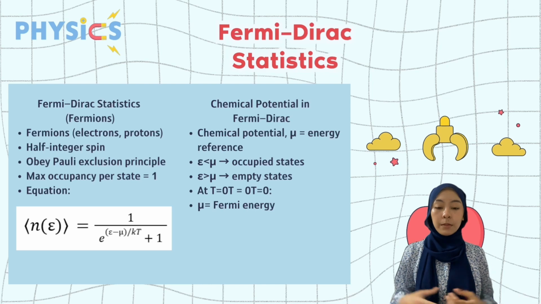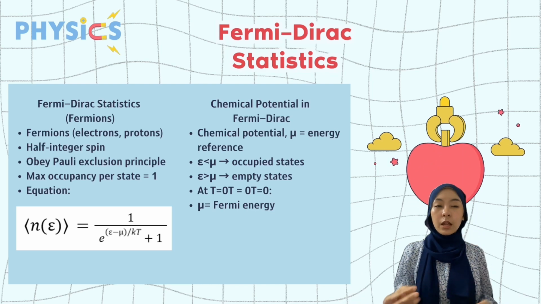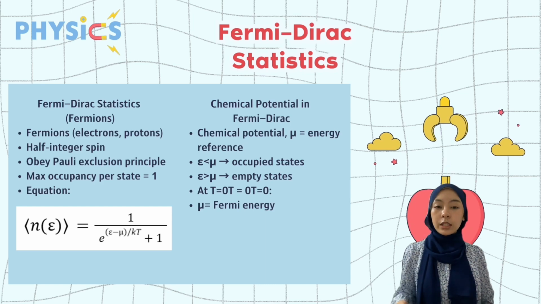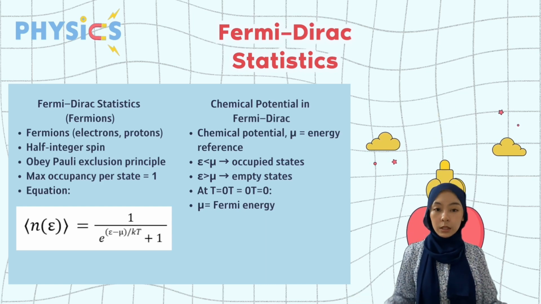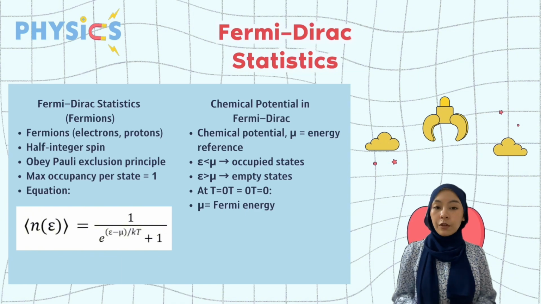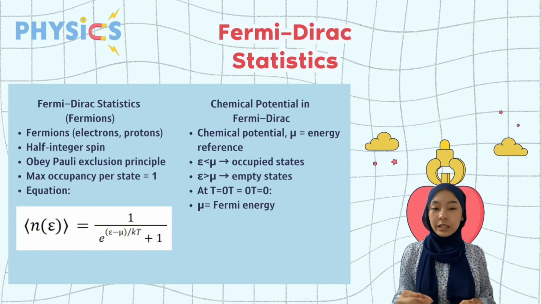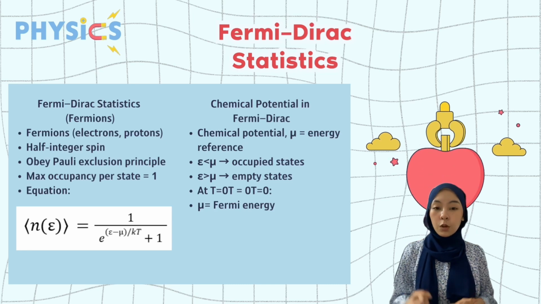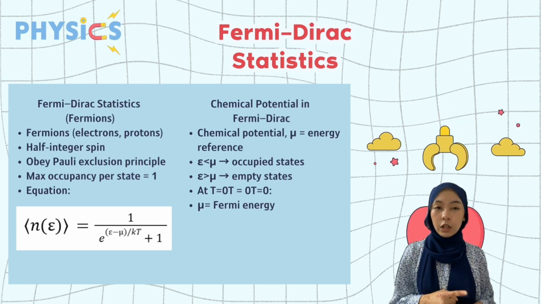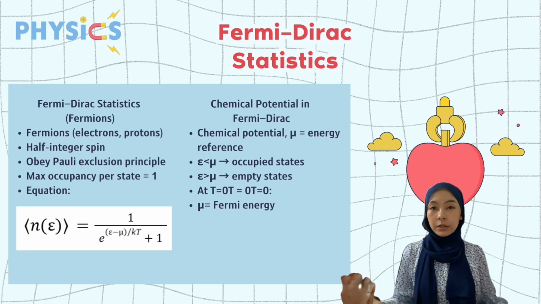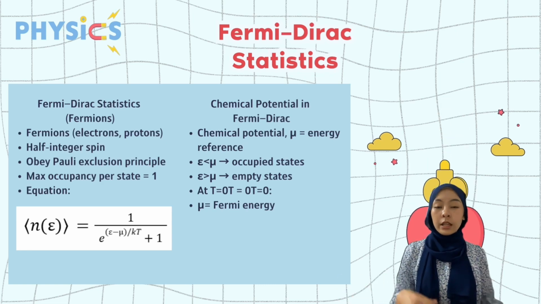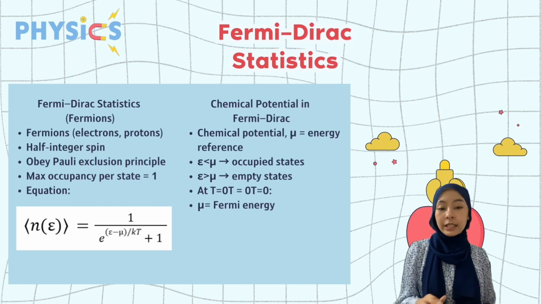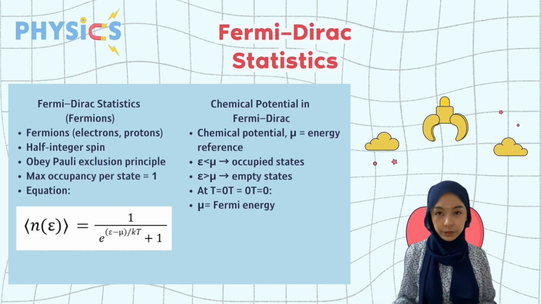In this part of the assignment, I will explain the difference between Fermi-Dirac and Bose-Einstein statistics and how the chemical potential influences the particle occupancy in quantum systems. First, Fermi-Dirac applies to fermions such as electrons. These particles obey the Pauli exclusion principle, which means that only one particle can occupy a given quantum state at a time. The average number of particles occupying a state with energy epsilon is given by the Fermi-Dirac distribution.